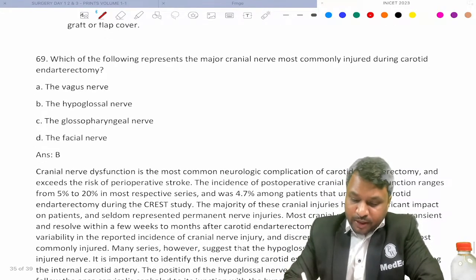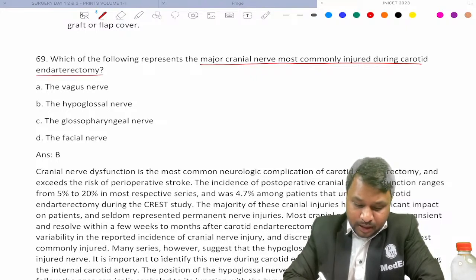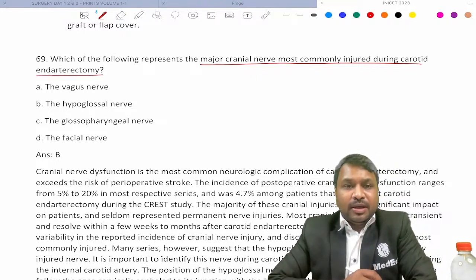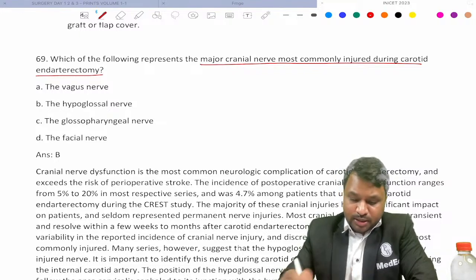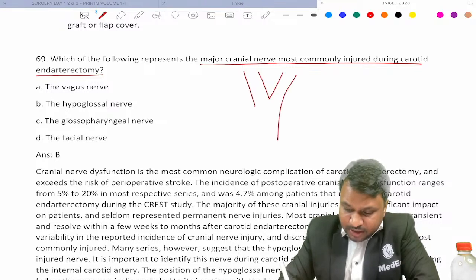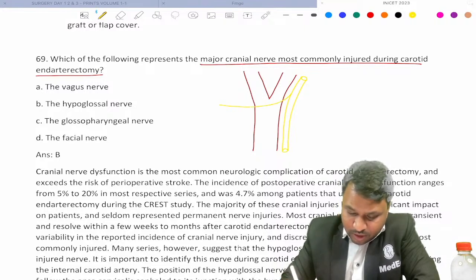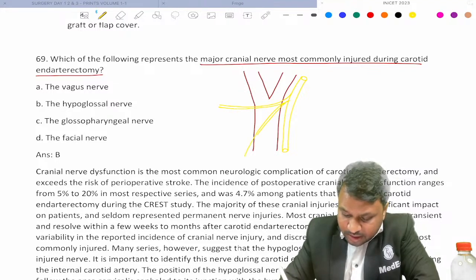Now, which of the following represents the major cranial nerve most commonly injured during a carotid endarterectomy? When you talk about carotid endarterectomy, you need to understand it is not the vagus. This is the carotid bifurcation, and this is the common carotid that is going. On the posterior surface of the common carotid, you will see the vagus. As it splits across, there's a nerve that goes here, this is your hypoglossal nerve. Another nerve that goes here is your ansa cervicalis.